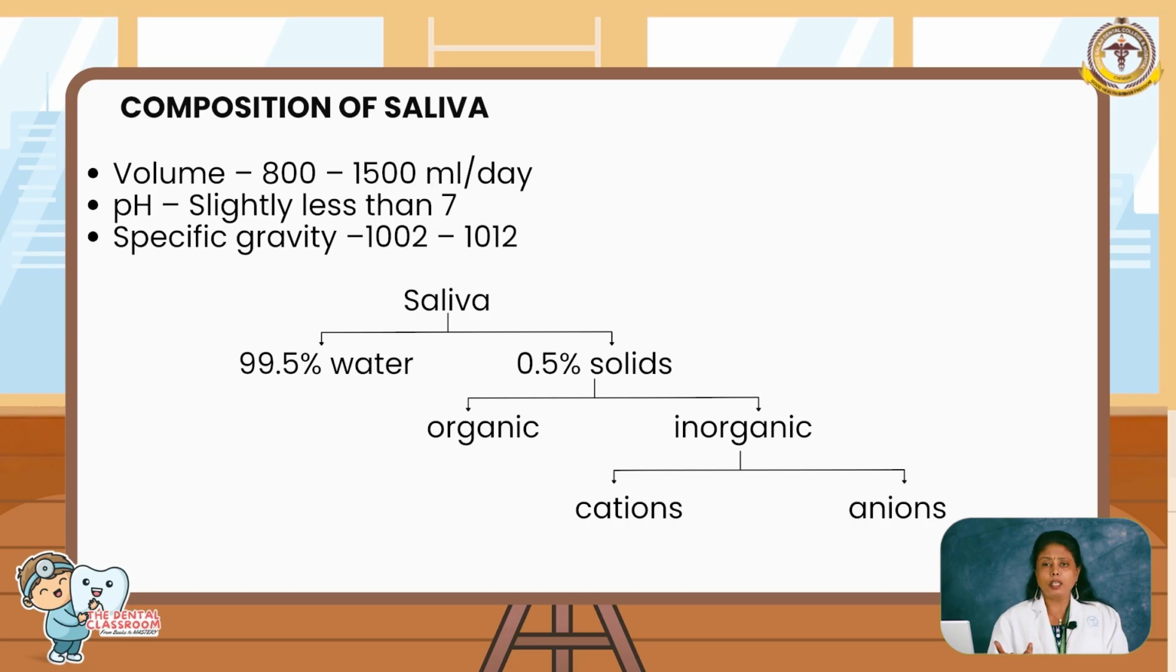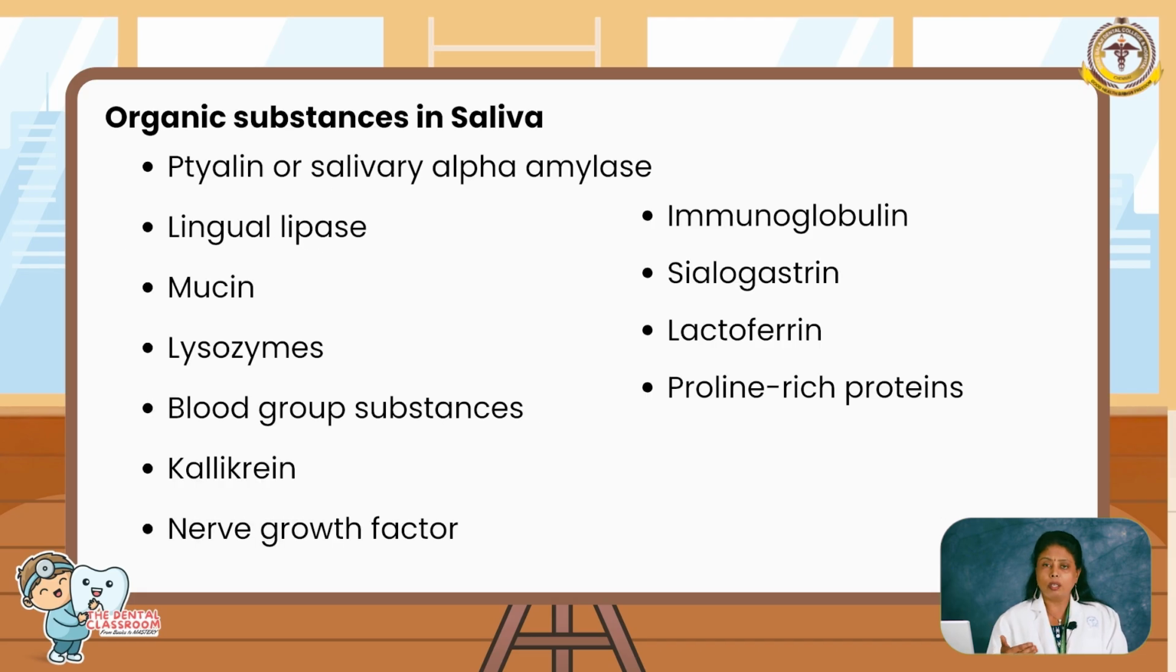If you see the composition, the majority of the salivary secretion is water, that is, 99.5% is water, and only 0.5% is solids. Solids constitute both organic and inorganic substances. Some important organic substances present in the saliva are salivary amylase, lingual lipase, mucin, lysozyme and so on. We will see a little bit about that.